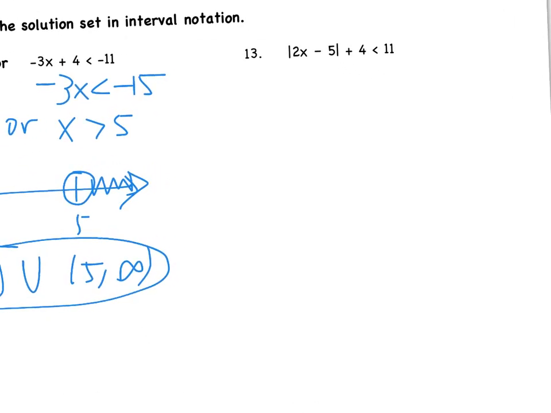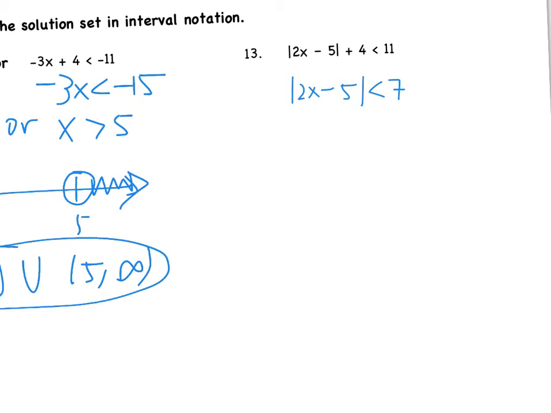Okay, I'm going to start by subtracting 4. So then I get the absolute value of 2x minus 5 is less than 7. Now, in the past when we did this, a lot of times you guys just ignored those bars and treated them as decoration. What do the bars mean?